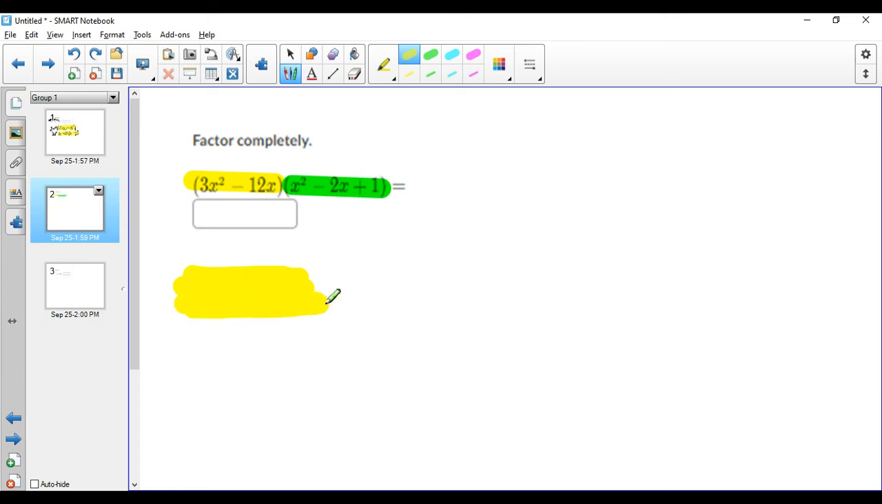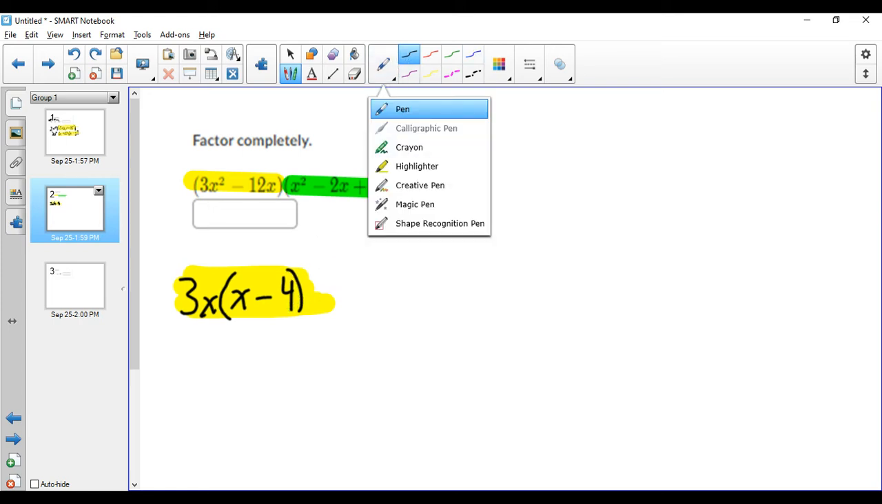What do they have in common? What can I take out of each of these? Well, they can each be divided by 3. They can each be divided by an x. That will leave x left over and minus 4.